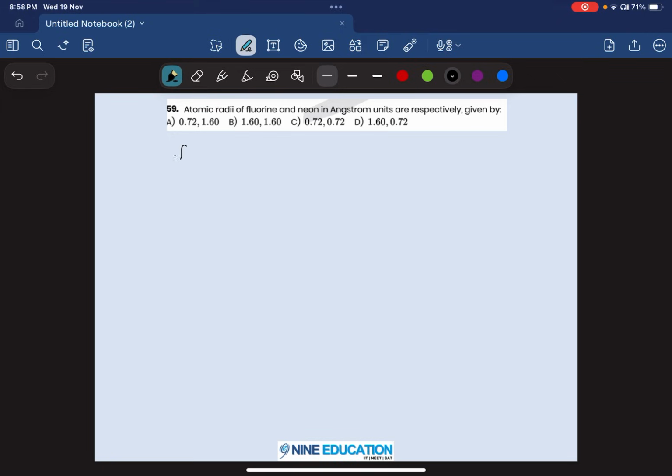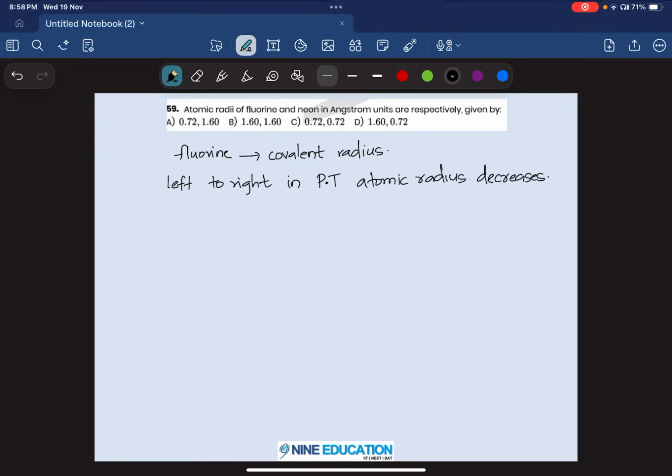Always remember, for fluorine we generally calculate the covalent radius. And generally from left to right in a periodic table, the atomic radius decreases, as nuclear charge, the effective nuclear charge, is increasing. That's why atomic radius keeps on decreasing, shrinking.